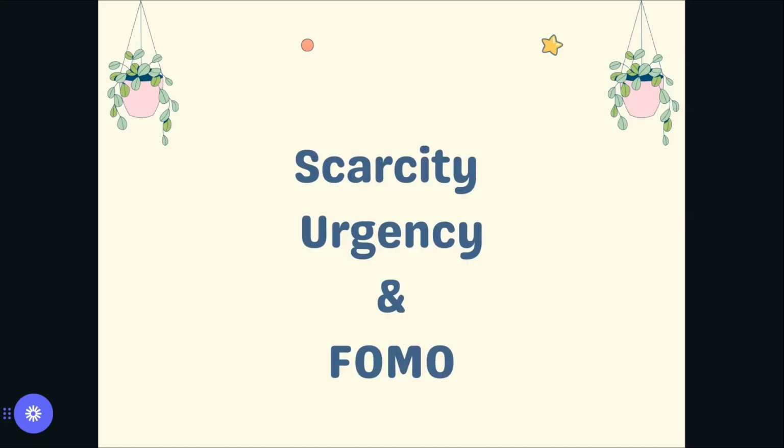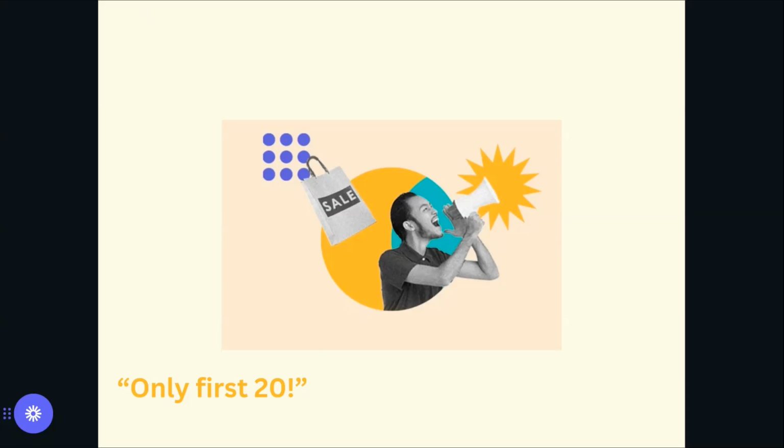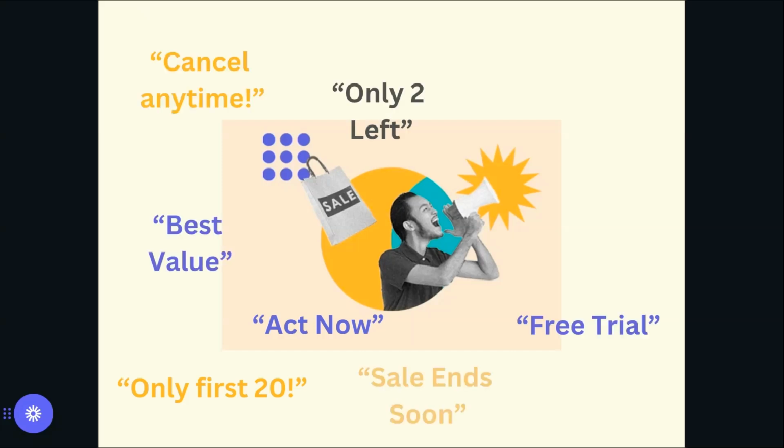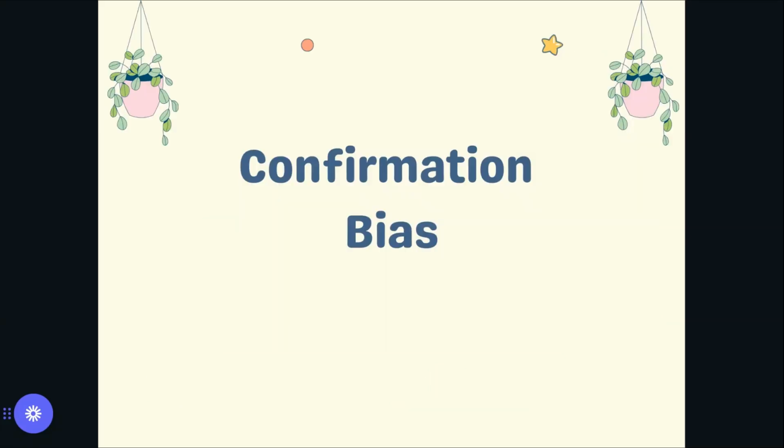Third is urgency and FOMO. So use phrases like "only first 20" to create urgency and stimulate quick purchasing decisions. This approach taps into the scarcity principle, where people value what's in limited supply more highly, and the fear of missing out, FOMO, which can drive quicker decision making.